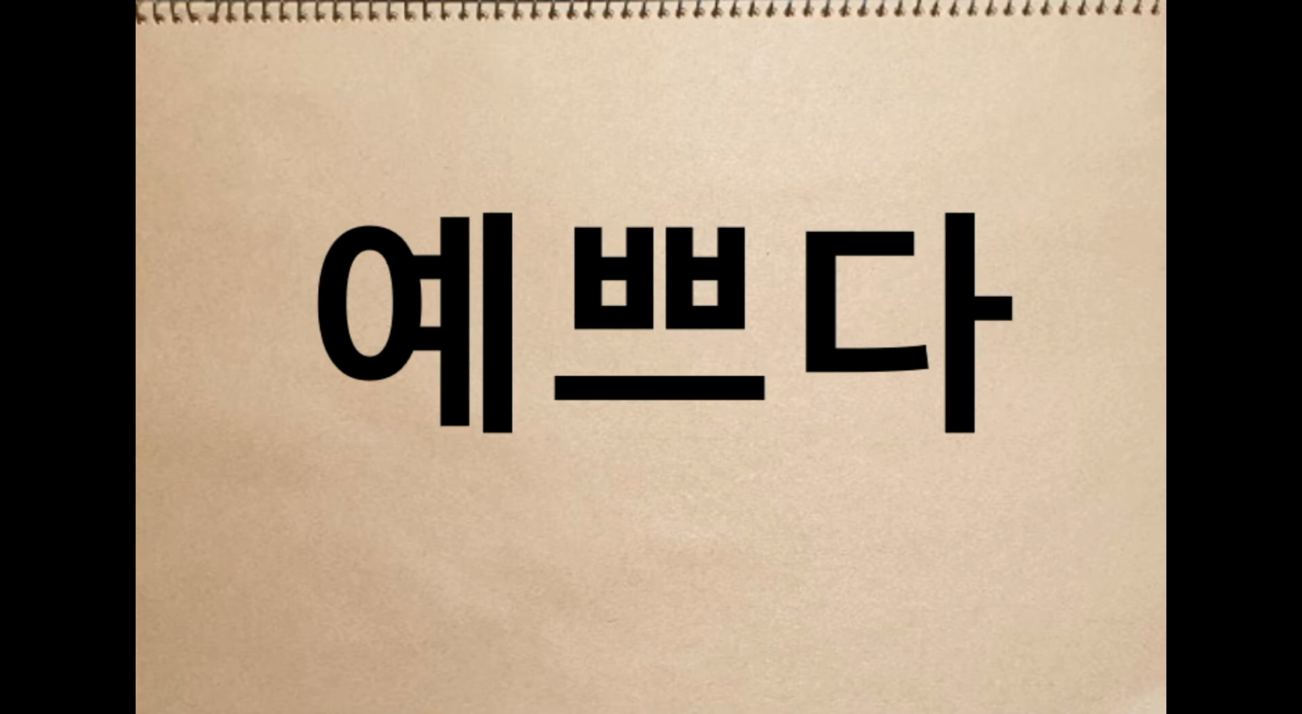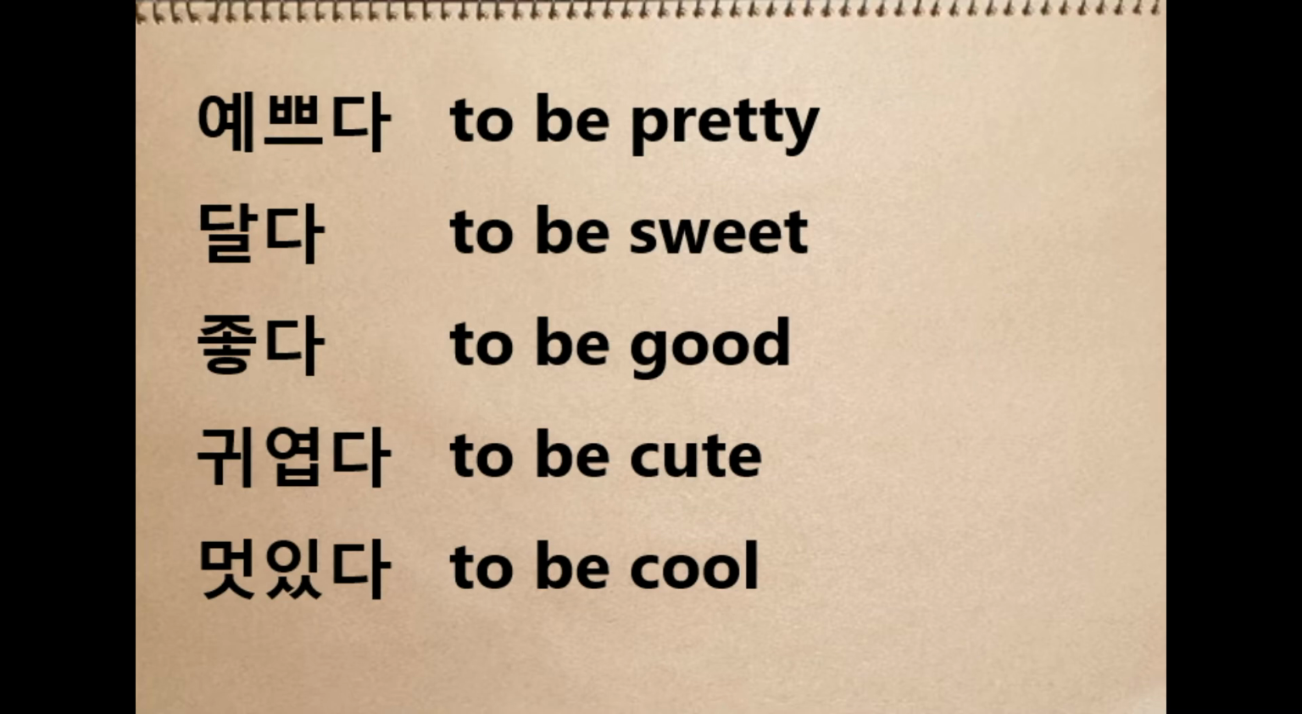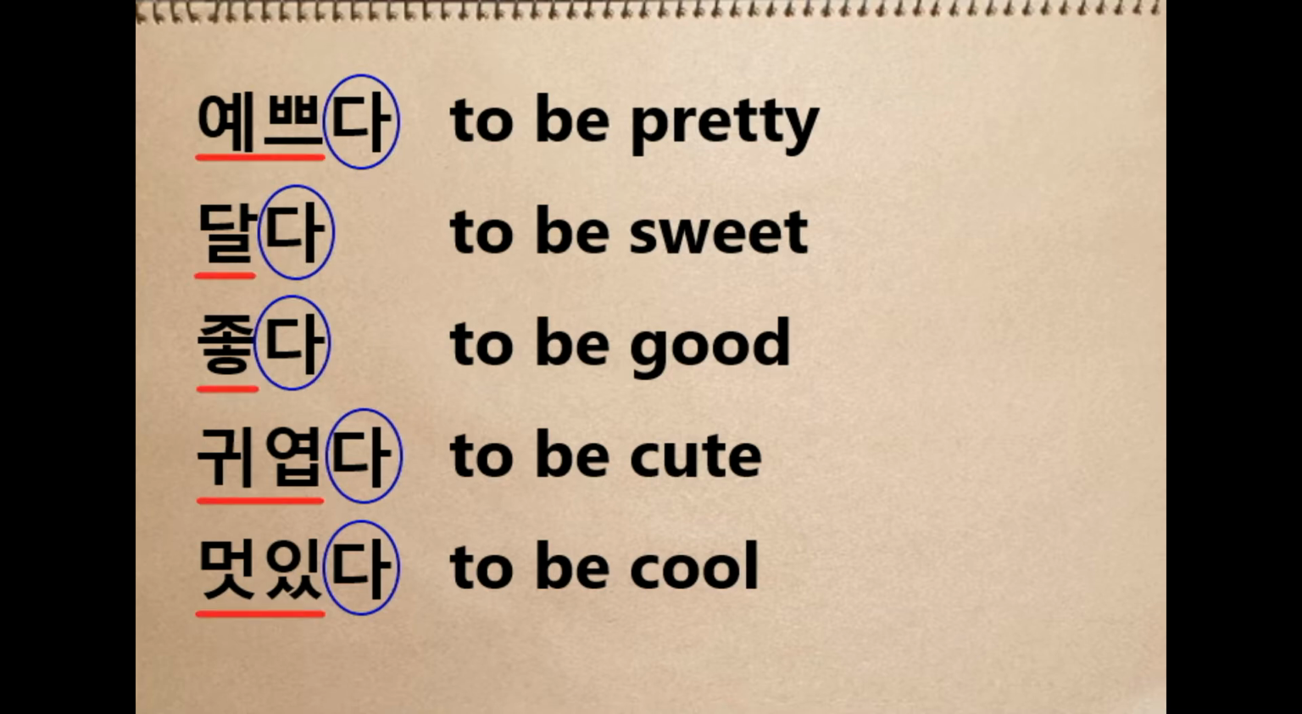Today we're going to learn Korean adjectives. Korean adjectives look like this. 예쁘다, 달다, 좋다, 귀엽다, 멋있다. Notice that they all end with 다 and have root of the adjective in front, just like Korean verbs. Root carries the meaning of an adjective, and adjective ending changes the nuance of the adjective or the sentence itself.